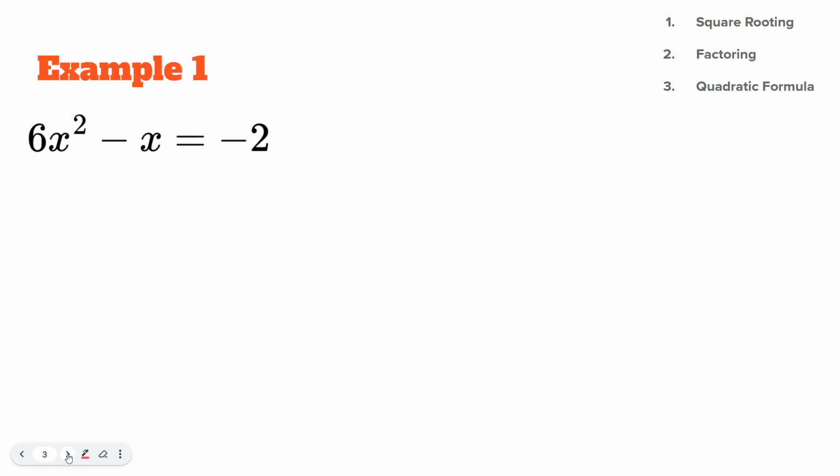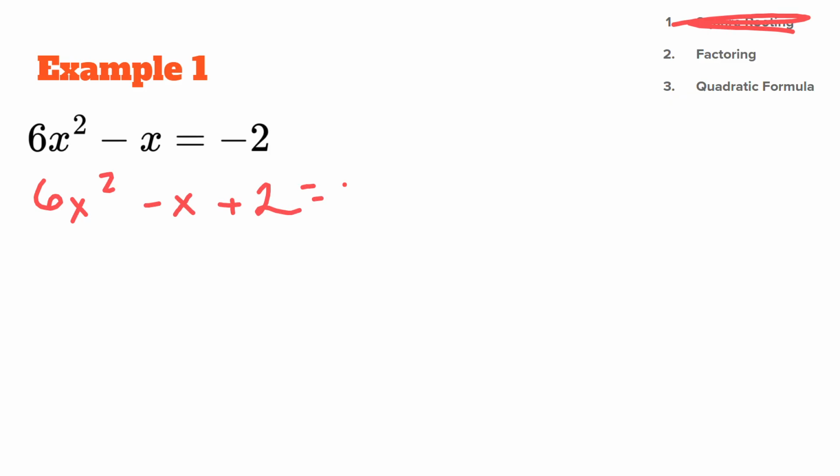So right away, looking at my equation, I notice that there is an x term. So I know square rooting is off the table. That is not an option for us. So then I'm going to try factoring. I know with factoring, I have to get everything to one side. So I'm going to add my 2 over.